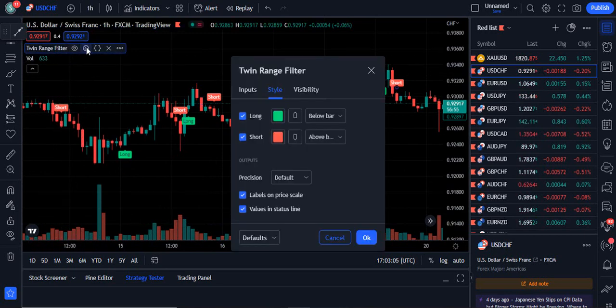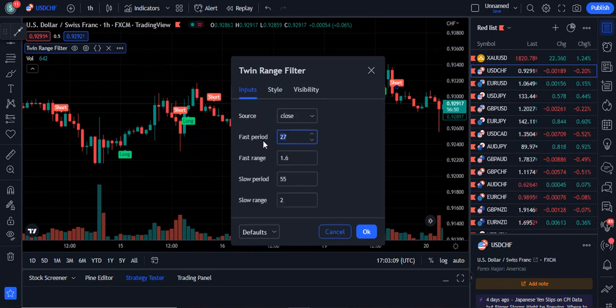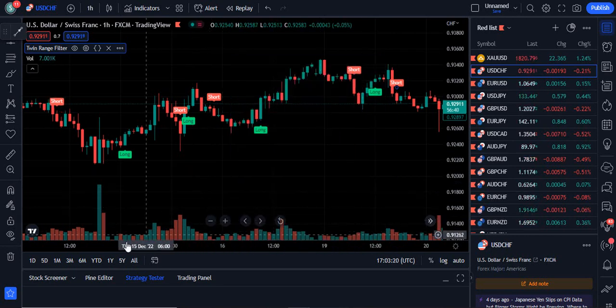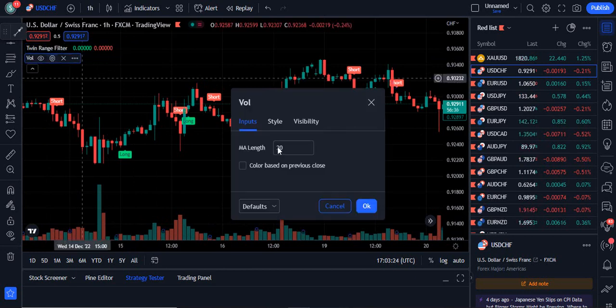In the first indicator, Twin Range Filter, we have to only change the inputs: the fast period 27 will be changed into 25, and the fast range will be changed from 1.6 to 1.5. Okay, you have to simply click OK, and now you will go to the settings of the volume.